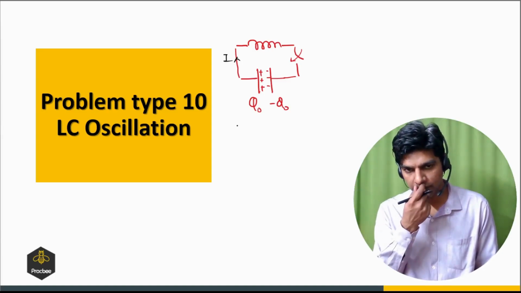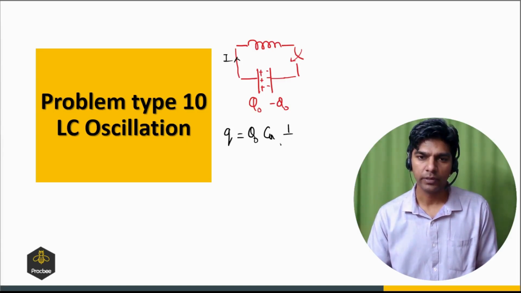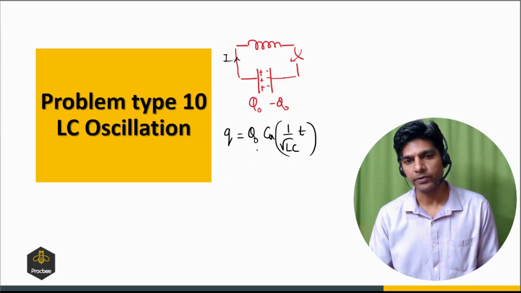Now what you have to remember in this, the instantaneous charge will be Q naught cos omega t, and omega in this case will be 1 by root LC. Right, so this you have to remember. So that is the instantaneous charge on the capacitor, where Q naught is the initial charge on the capacitor.